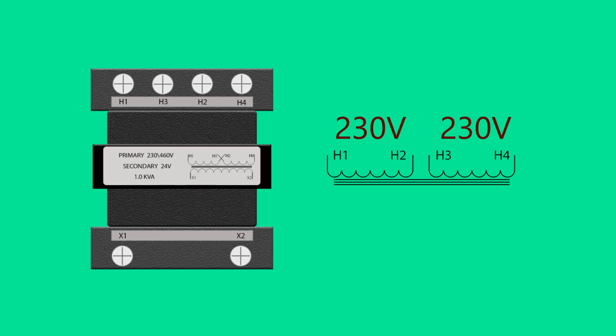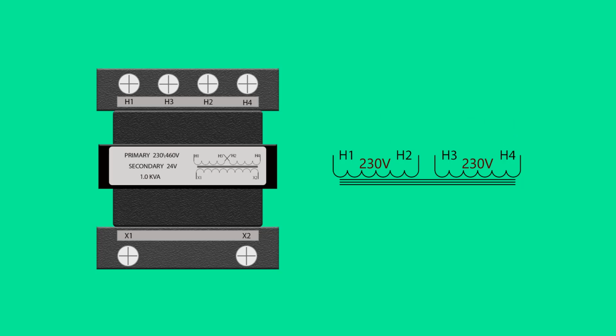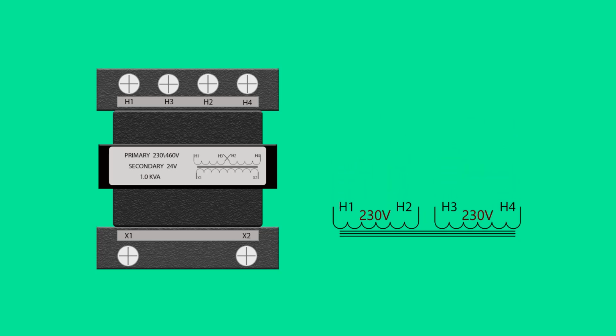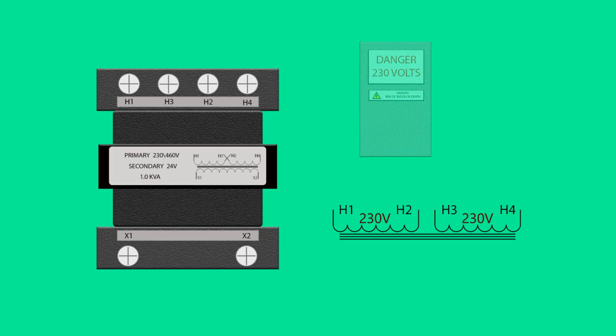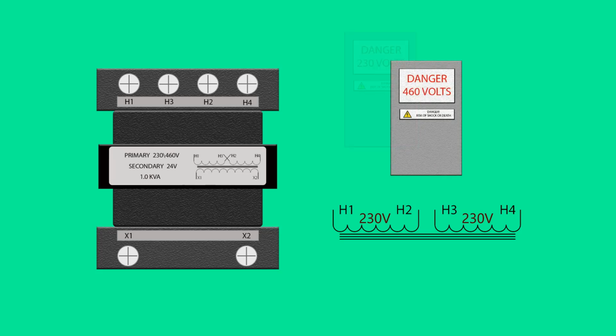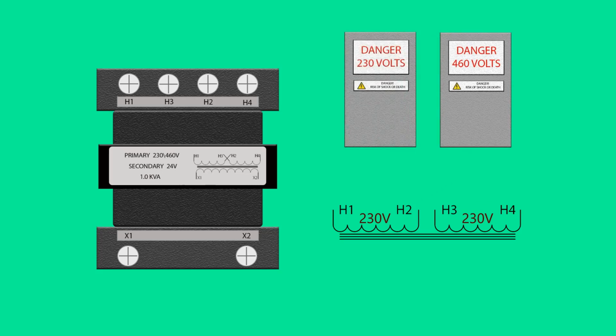A dual voltage transformer splits the primary winding into two equal windings. Notice that the primary voltage connection points are identified with the letter H. The control transformer shown here has a 460 volt primary winding. The 460 volt primary winding of a dual voltage transformer is split so that each half will operate on 230 volts. The two windings can be connected in parallel to operate on 230 volts, or in series to operate on 460 volts. Let's examine the transformer connections for each.